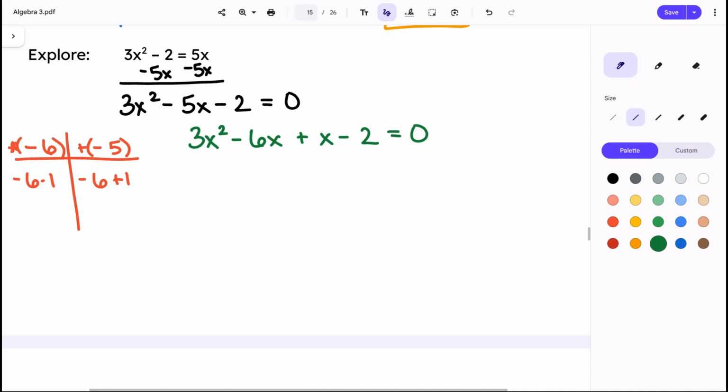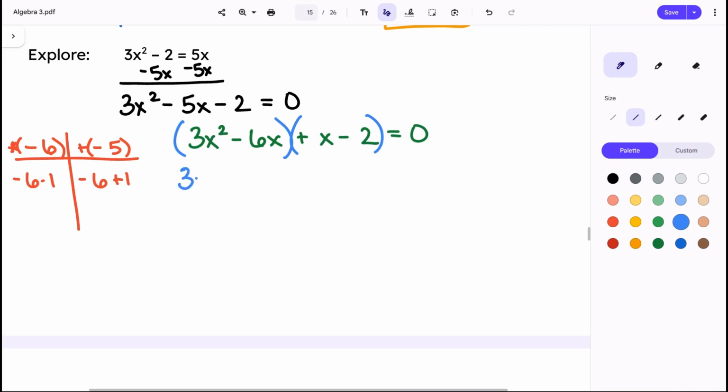Okay, I've got it kind of started up here. So the first thing I did is I had to multiply 3 times -2. And that got me that -6. So I'm trying to multiply to a -6, but still add to that -5 that's in front of the x. My numbers at work there are a -6 and a 1. So then you can see I rewrote it using the -6 and 1 to replace that -5x. Now I'm going to group.